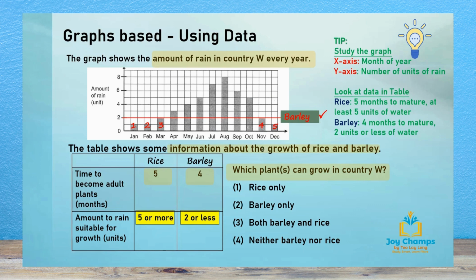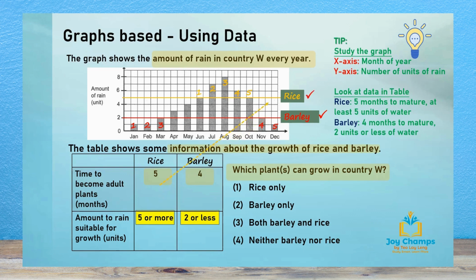Now, having done that, we apply the same strategy and we now look at the rice plant. It requires a minimum of 5 units of rain. Anything more than 5 will be favorable to the rice plant. So what do we do? We take a ruler and we draw a line across 5 units of rain. Then, what do we do? We count the number of months where there is 5 or more units of rainfall in country W. And we have June, July, August, September, and October that satisfy this condition. Hence, rice plant will be able to grow in country W.